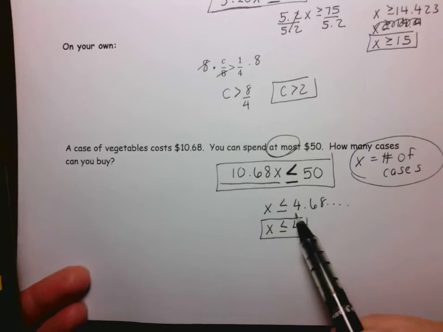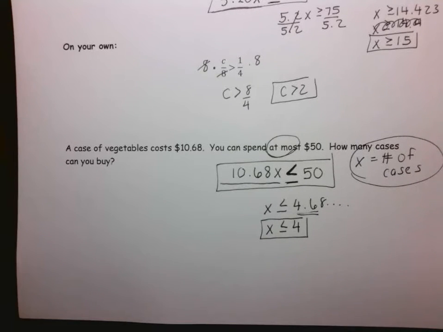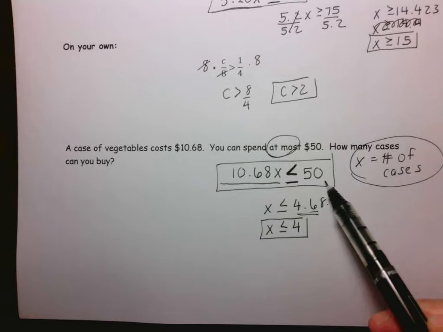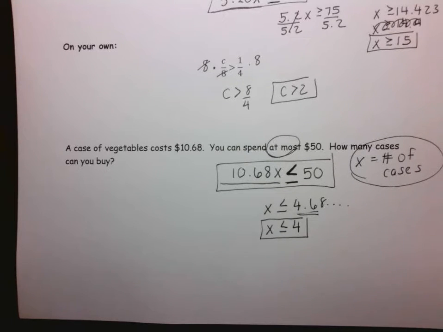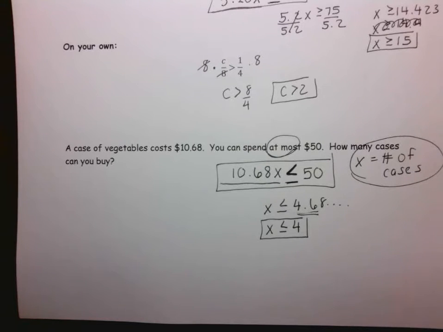This doesn't make sense. You can't buy 0.68 cases. And if I round that to 5, I would have $10.68 times 5. I would have spent $53.40. That's too much. I only have 50. But if I buy 4, $10.68 times 4, I would have spent $42.72. And then I have some change left over. So you have to make sure your values make sense and plug them back in to check to make sure they make sense.